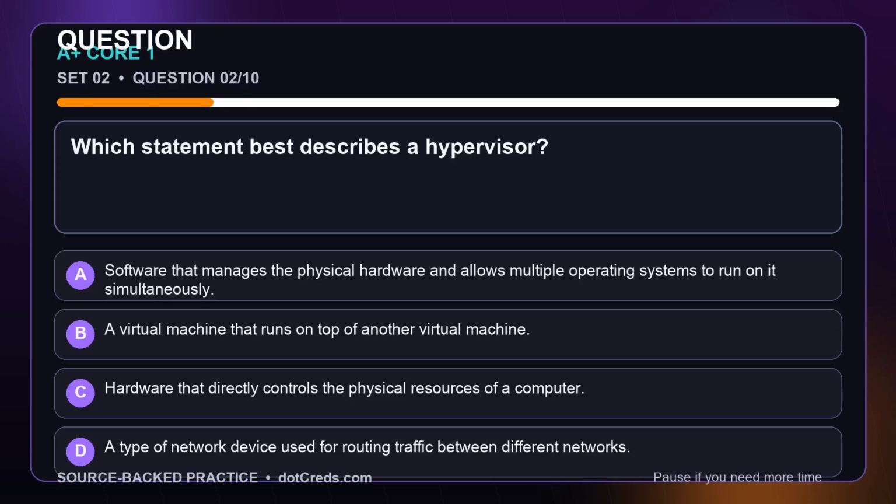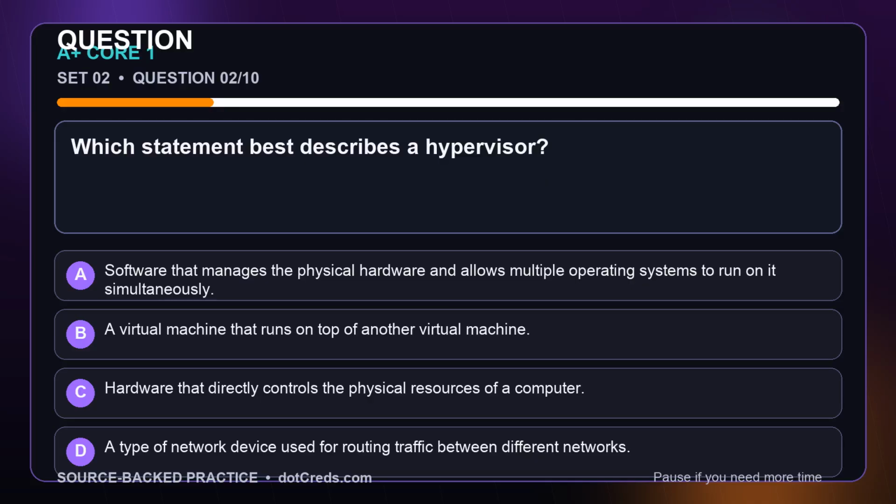Question 2. Which statement best describes a hypervisor? A. Software that manages the physical hardware and allows multiple operating systems to run on it simultaneously. B. A virtual machine that runs on top of another virtual machine. C. Hardware that directly controls the physical resources of a computer. D. A type of network device used for routing traffic between different networks.